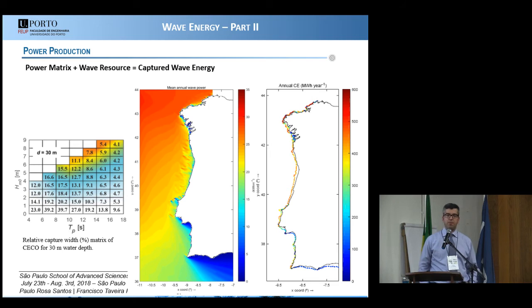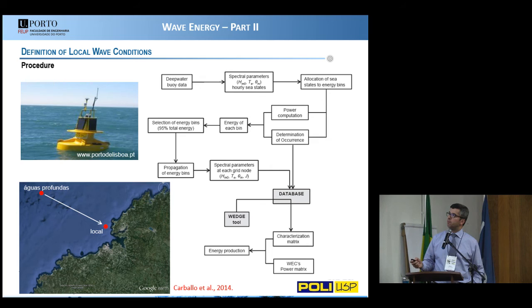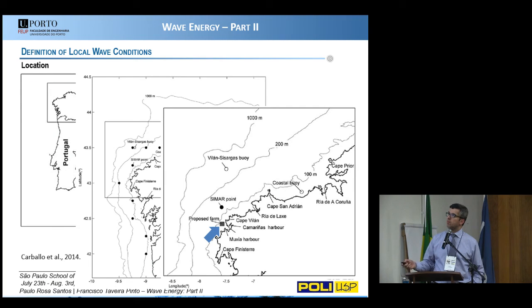Different types of software. For the first part of the problem, to make the propagation from offshore till the proposed site for the installation of the wave farm, you may use, for instance, SWAN. It is an open source software that propagates wave conditions from offshore till the shore. It's a very typical approach because the software is free.